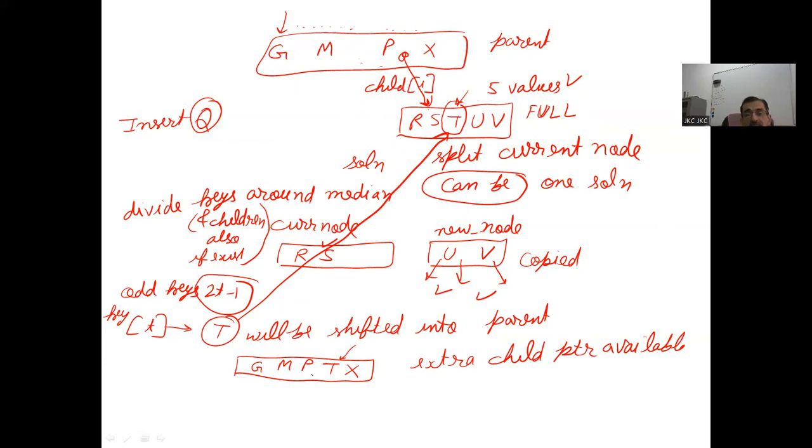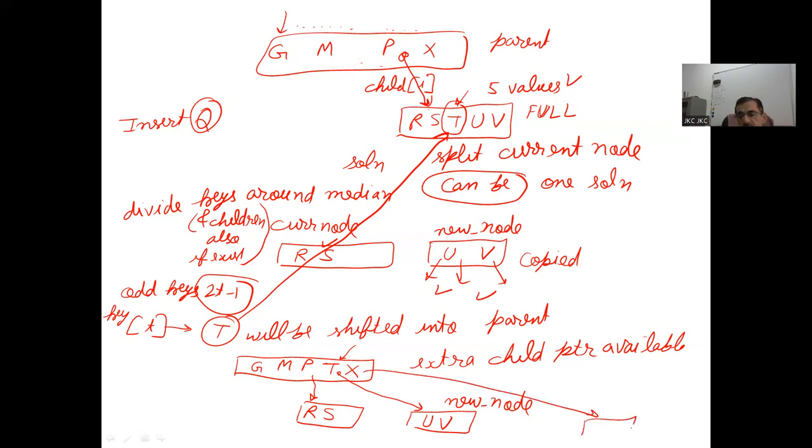So with P, the pointer was going to the current node, which earlier had RSTUV, but now it will have RST. And this pointer will go to the new node which we have created just now, linked via this extra pointer. X's current pointer is already okay, same as earlier. This pointer was already existing, this one too, and this one too. So effectively, my total tree now becomes GMPTX.